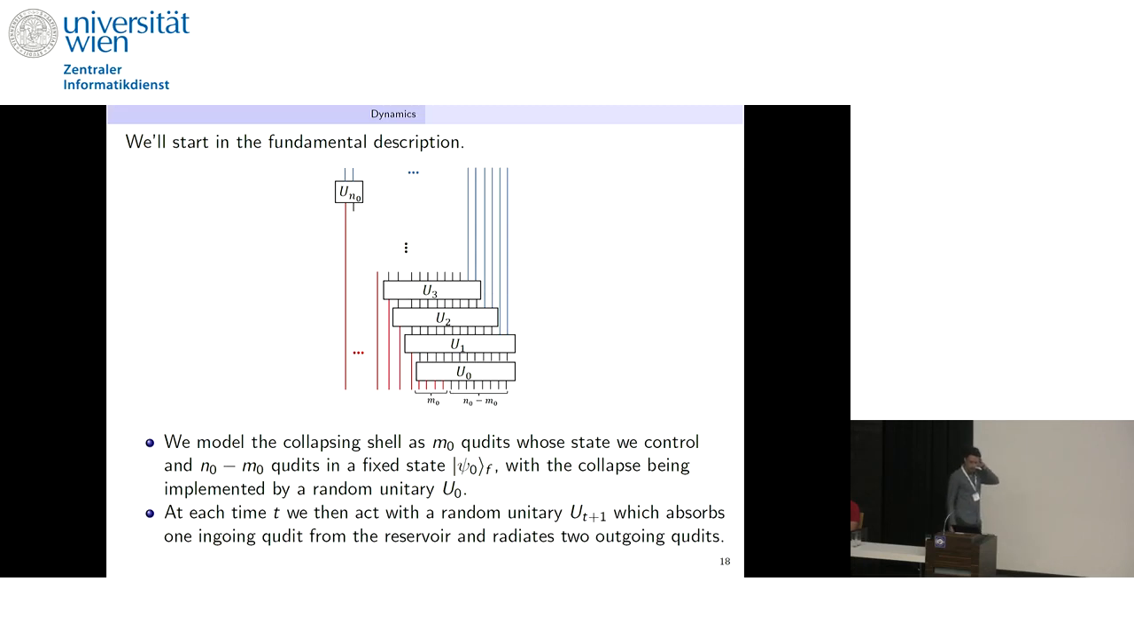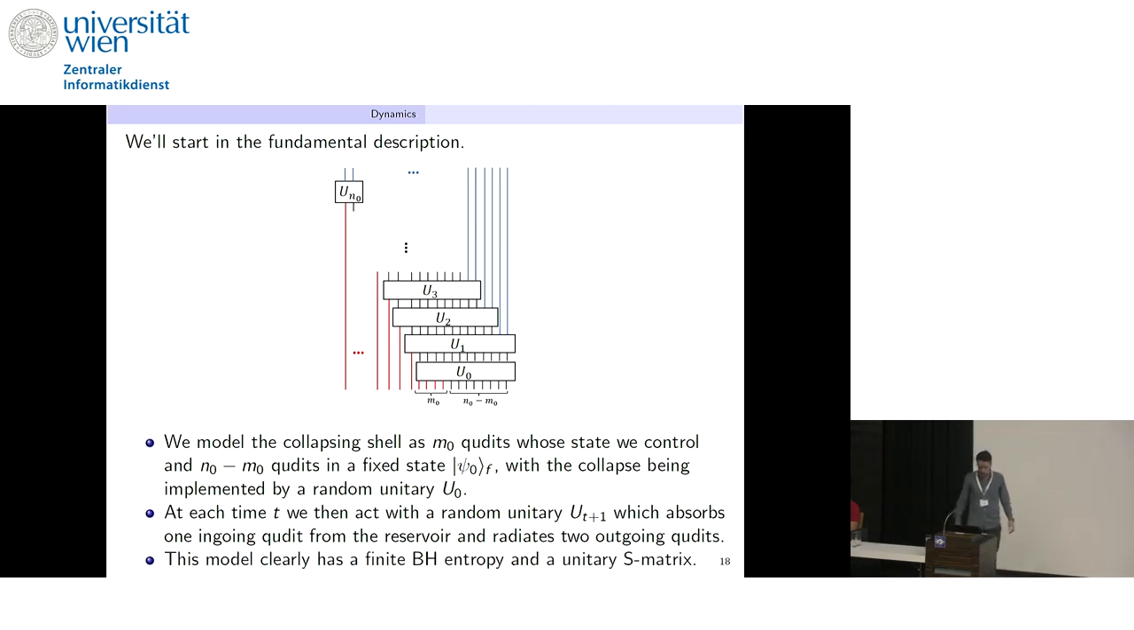At each time t, we then act with a random unitary u_{t+1}, and what it does is it absorbs one ingoing qubit, so say this red one here, from the reservoir, because as we evolve, stuff can fall in, right? But then it also spits out two outgoing qubits, these blue ones here, back into the reservoir. And since we're absorbing qubits less fast than we're emitting them, the size of the black hole decreases in time, and you see eventually there will be some last u here beyond which everything is radiation. Okay, so this is the fundamental description of what's going on.